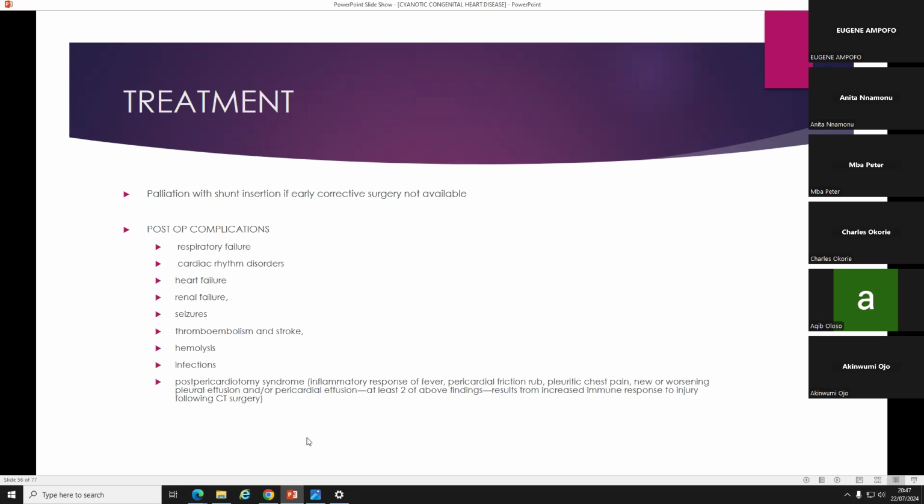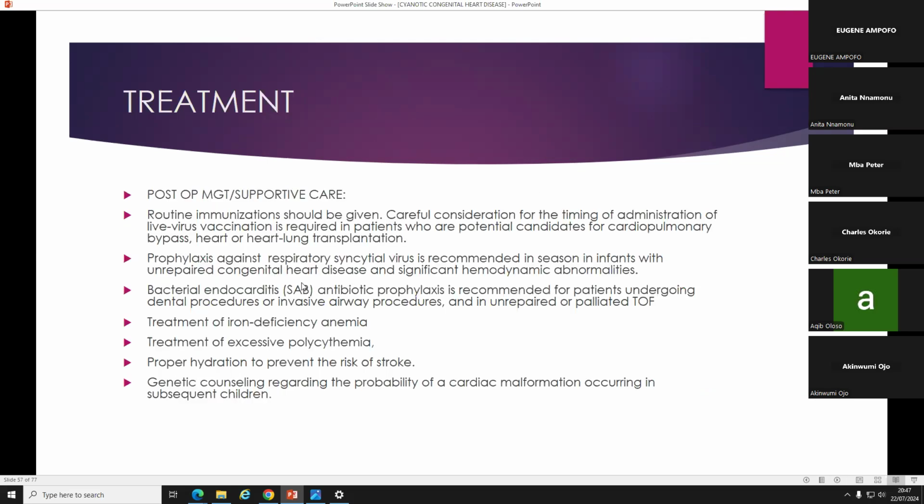it is diagnostic of post-pericardiotomy syndrome. It can present days to weeks post-surgery, and it results from increased immune response to injury following cardiothoracic surgery. So these are some of the post-surgical complications that we need to watch out for. So these patients should be adequately supported in high dependency units and complications managed as they arise.